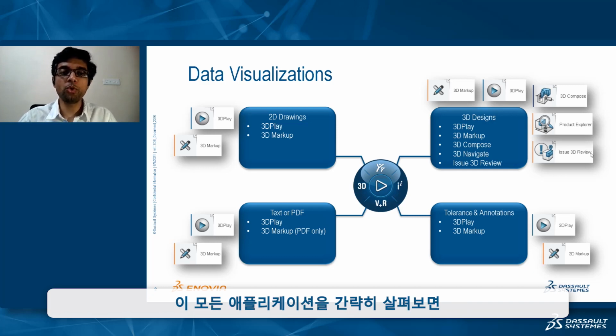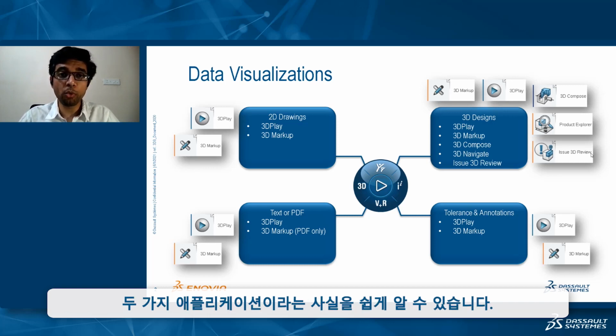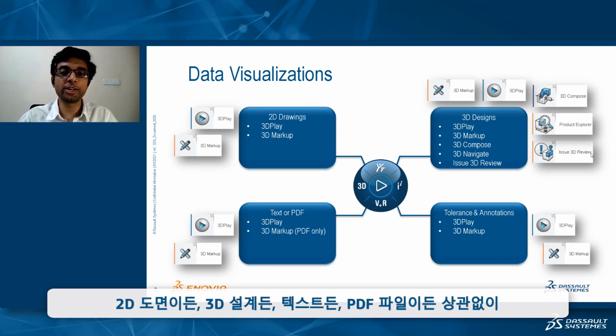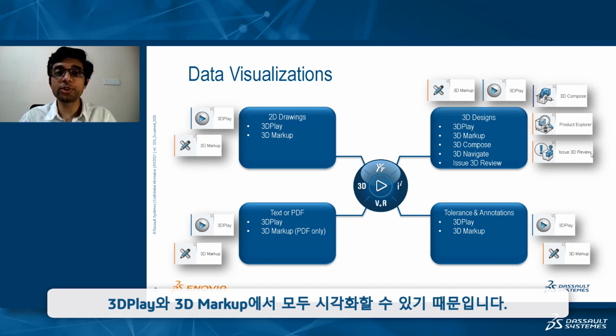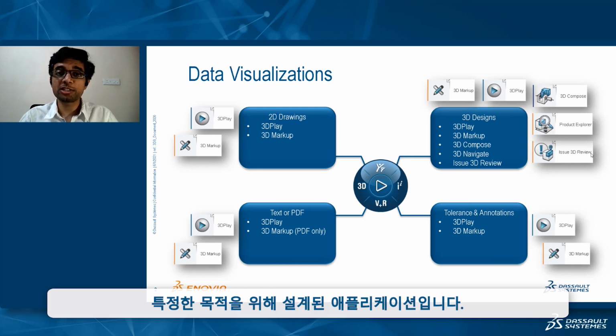So if you quickly have a look at all these applications, you can notice that 3D Play and 3D Markup are the two applications which support almost all the data types. So let it be 2D drawing, 3D designs, or text or PDF file, everything you can visualize in 3D Play as well as 3D Markup. And 3D Compose or 3D Navigate and Issue 3D Review are the applications which are specifically designed for some predefined purposes.